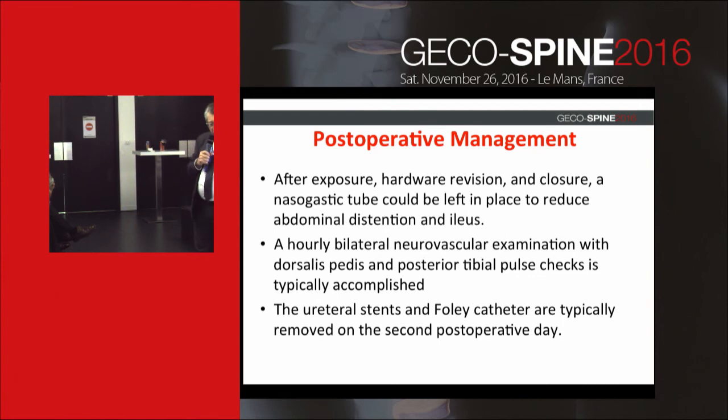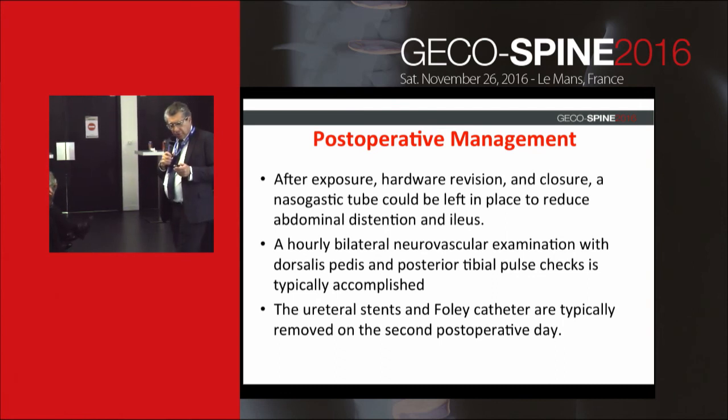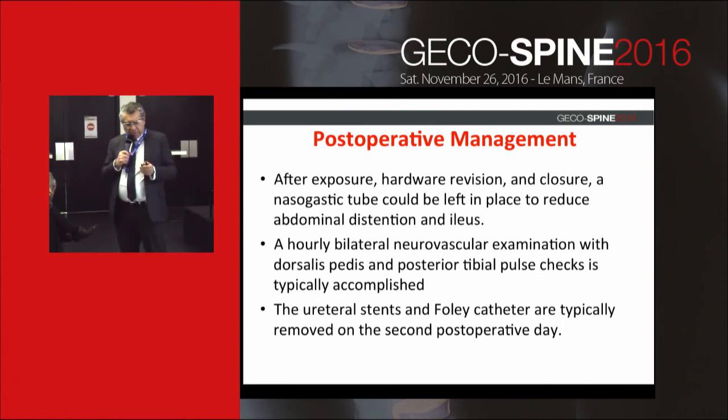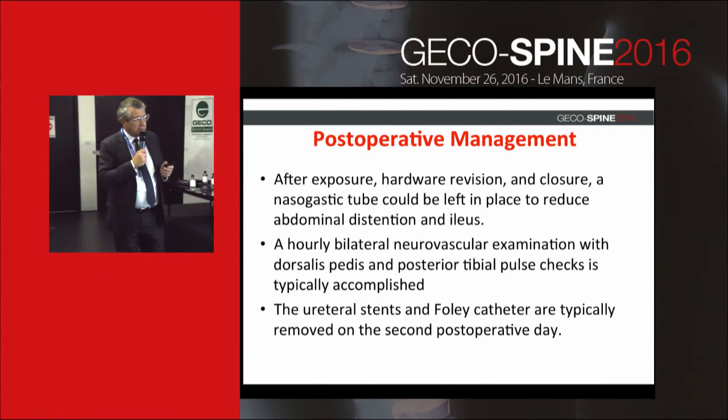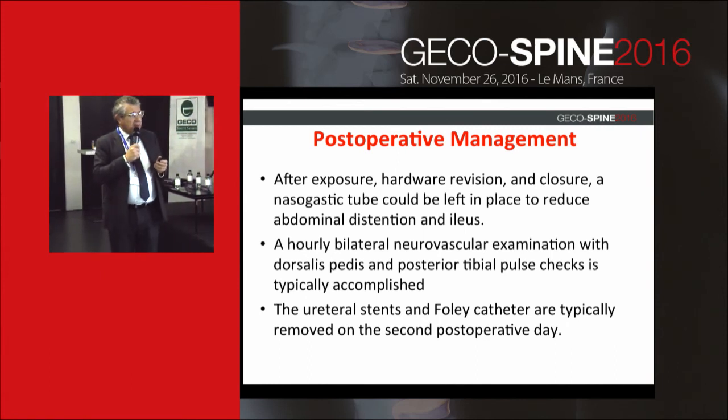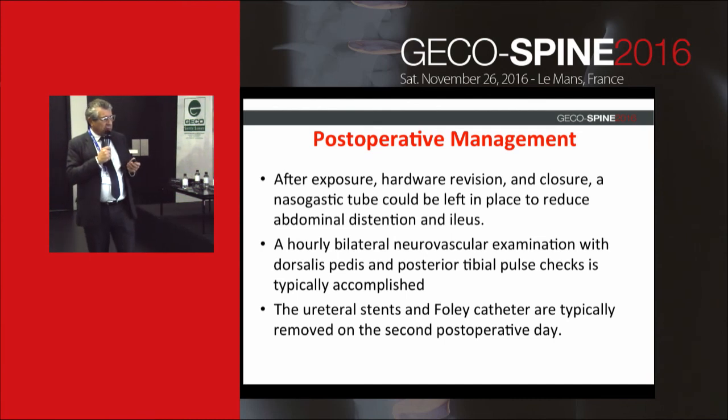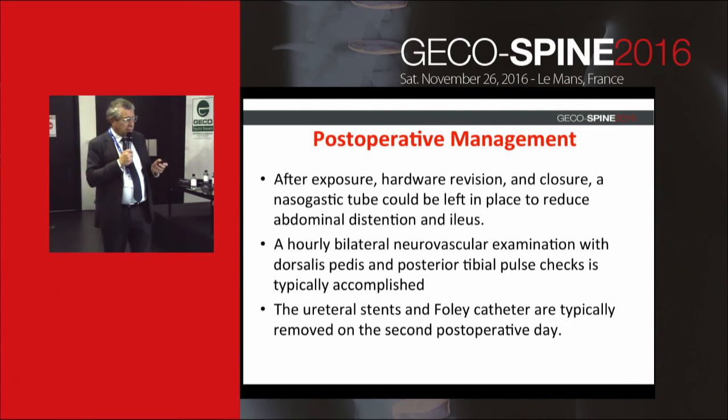After exposure, hardware revision and closure, a nasogastric tube could be left in place to reduce abdominal distension and ileus. Hourly bilateral neurovascular examination with dorsalis pedis and posterior tibial pulse check is typically accomplished. The ureteral stents and Foley catheter are typically removed on the second postoperative day.